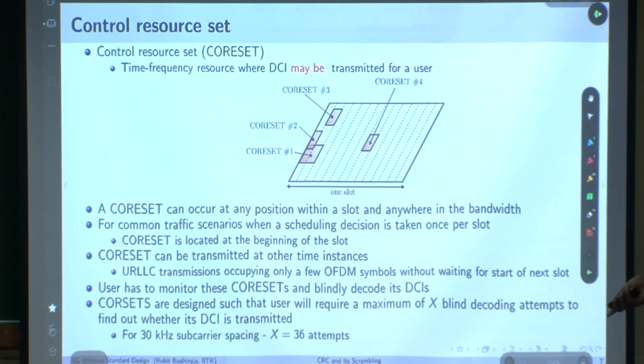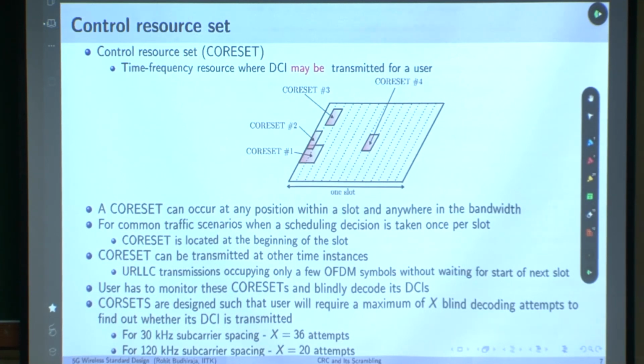And what are these attempts? For 30 kilohertz subcarrier spacing, a maximum of 36 attempts are allowed. That's how they are designed. So you see, every 0.5 millisecond, the 5G phone is running this chain, hopefully a maximum of 36 times. For 120 kilohertz subcarrier spacing, 20 attempts are allowed. For millimeter wave, certain more restrictions are imposed, so the maximum number is 20.